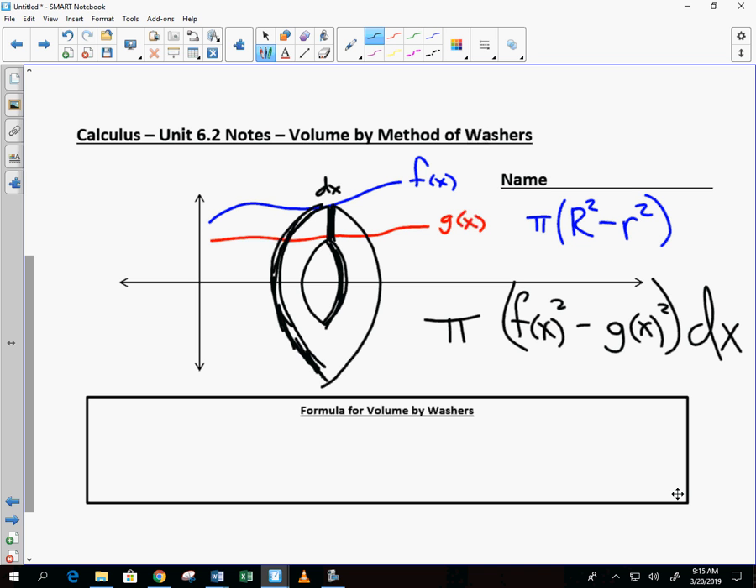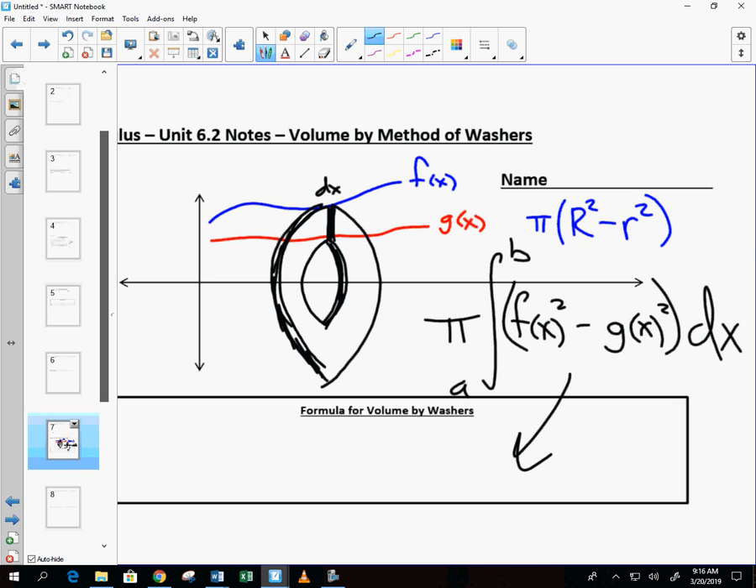How many washers do you want? You want an infinite number. Slap on an integral symbol and go from A to B. That's the formula. Probably should have written it in the box, shouldn't I? Oh, well. Let's draw an arrow. There you go. Let's try an example.